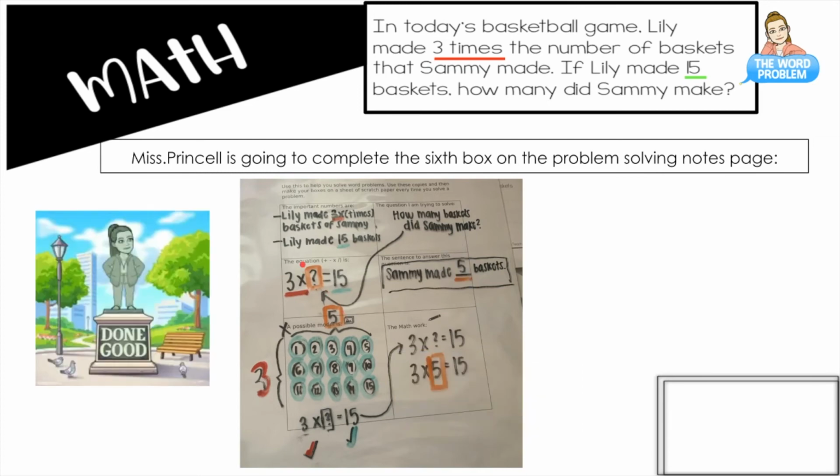All right. And my Bitmoji, of course, appears saying done good. And I got my answer. 3 times 5 equals 15. I can prove it with my model next to it. I can go all the way back up and find out that it made sense back to even that first box with 3 times as many baskets as Sammy, and I made 15. 3 times Sammy made 5. 3 times 5. That worked. And it all makes sense. All 6 boxes are validated. They are true. And I can move on confidently knowing this word problem is now my friend, not my enemy.